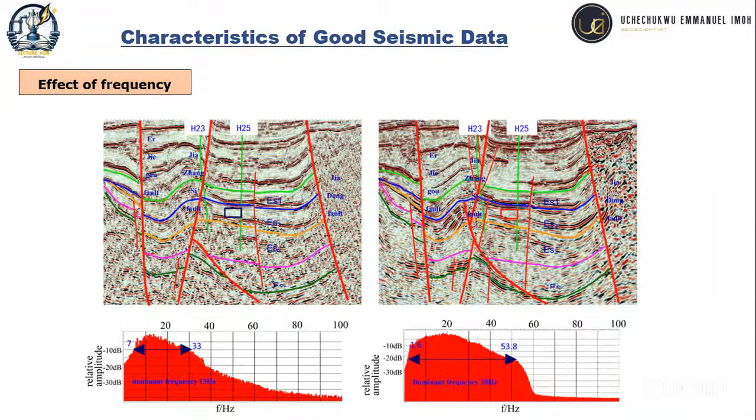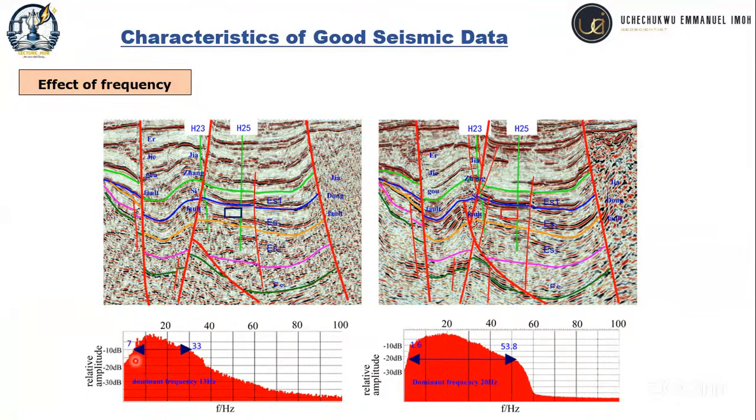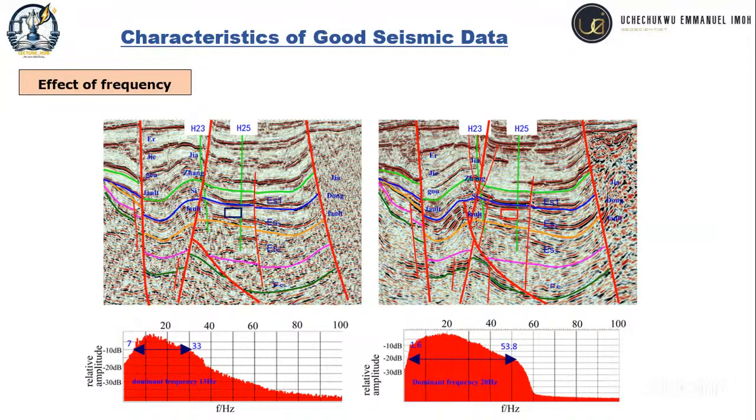Then I use this also to illustrate 2 seismic data, where the one on the left has a low frequency bandwidth, with the dominant frequency between 7 and 33 hertz, as shown in the frequency spectrum at the base. And the one on the right has a higher frequency bandwidth, between 1.6 and 53.8 for your dominant frequency. If you look at the 2 data sets closely, you will find out that the one on the left has a lower resolution than the one on the right.